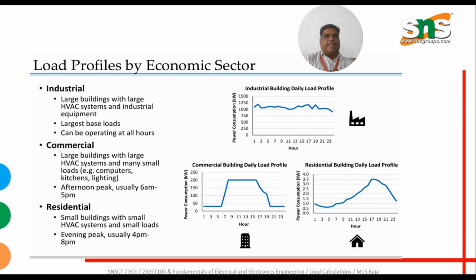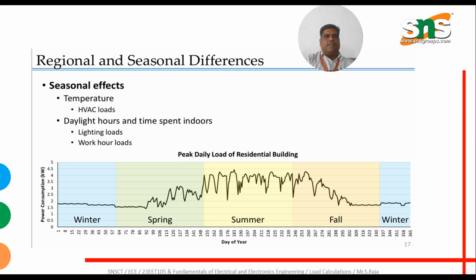Next is the commercial sector: large buildings with large HVAC systems and many small loads, that is computers, kitchens and lighting. The afternoon peak is usually 6 a.m. to 5 p.m. Residential means small buildings with a small HVAC system and small loads. The evening peak is usually 4 p.m. to 8 p.m. So the seasonal effect means load changes based on temperature and daylight, as people spend time indoors. It depends on indoor loading and work hour loads.